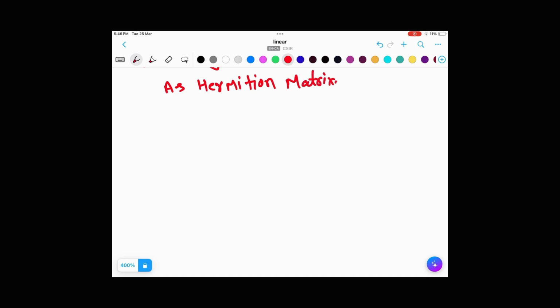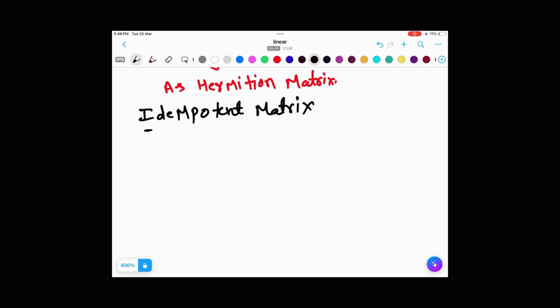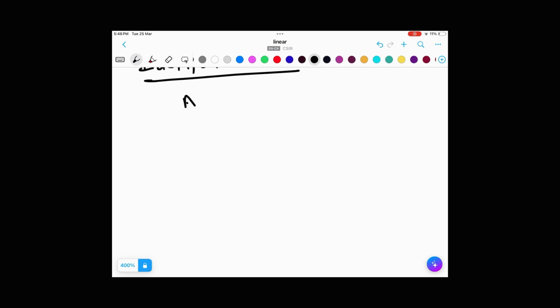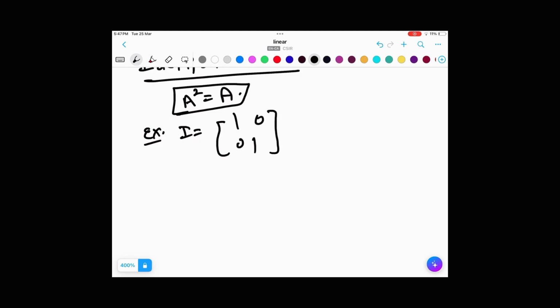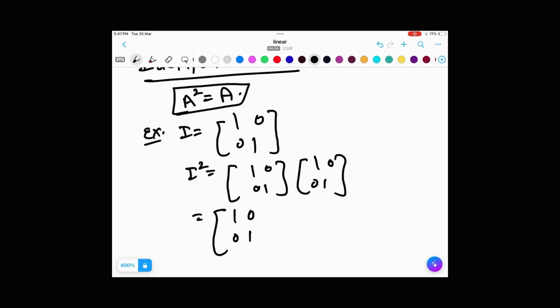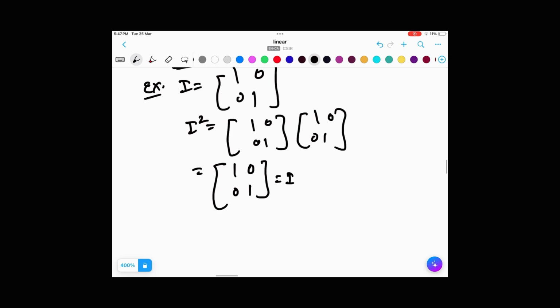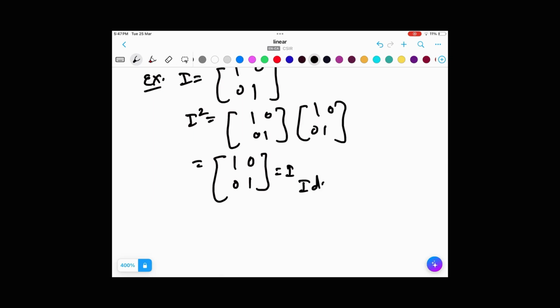Okay, now we come to our next point. The other type is the idempotent matrix. What is an idempotent matrix? A matrix is said to be idempotent if A square equals A. The simplest example is the identity matrix [1 0; 0 1]. What is I square? I square is [1 0; 0 1] into [1 0; 0 1], which equals I. So we clearly say that it is an idempotent matrix.